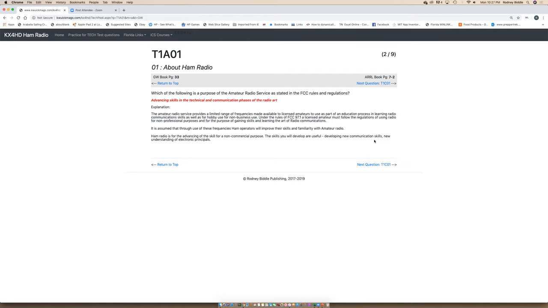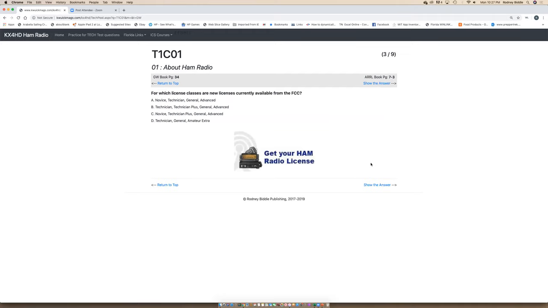Next question, we're going on to question T101 on page 34. For which license classes are new licenses currently available from the FCC? Our answers are novice, technician, general, or advanced; technician, technician plus, general, or advanced; novice, technician plus, general, or advanced; or technician, general, or amateur extra.